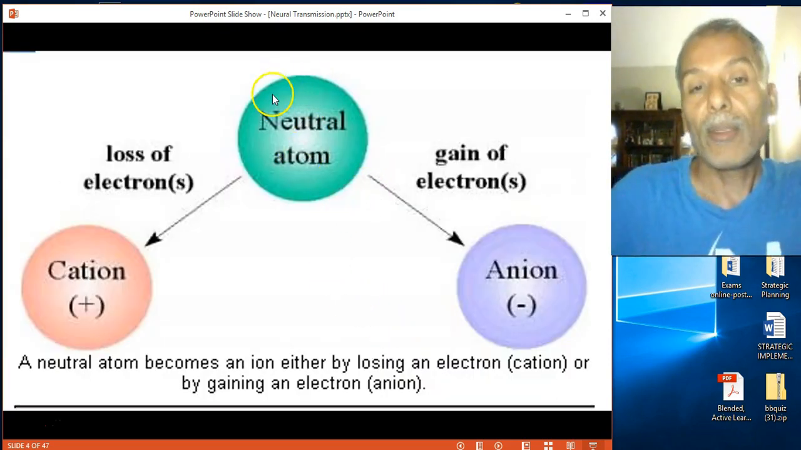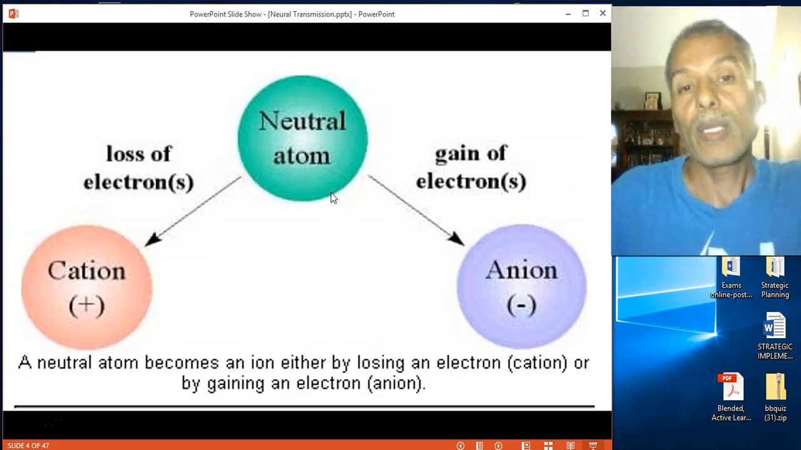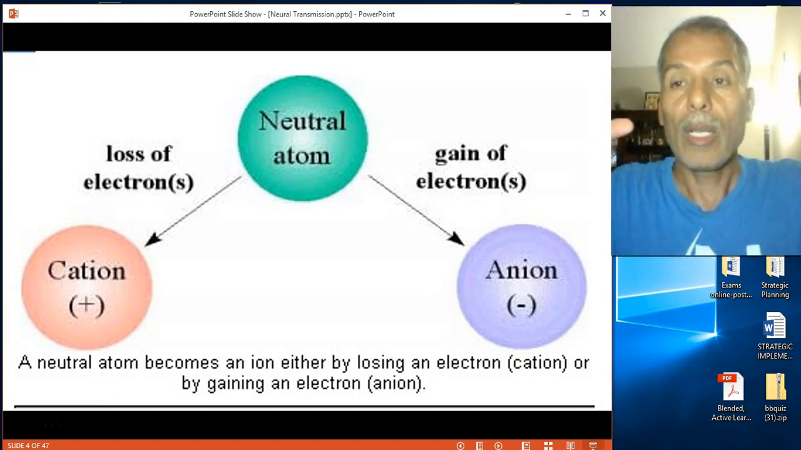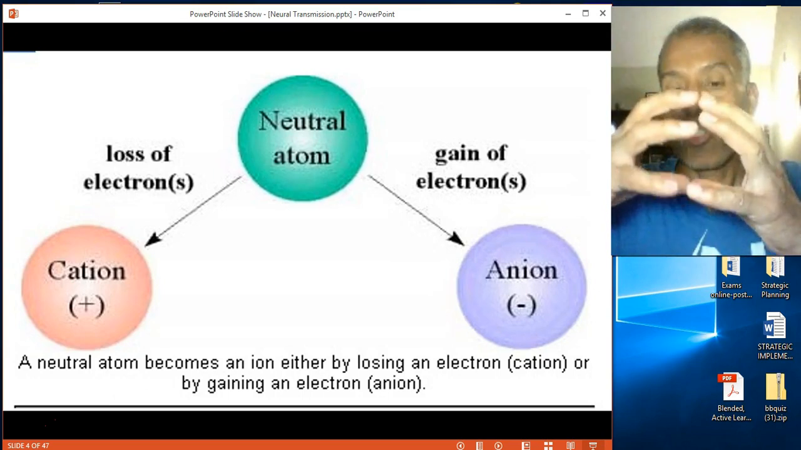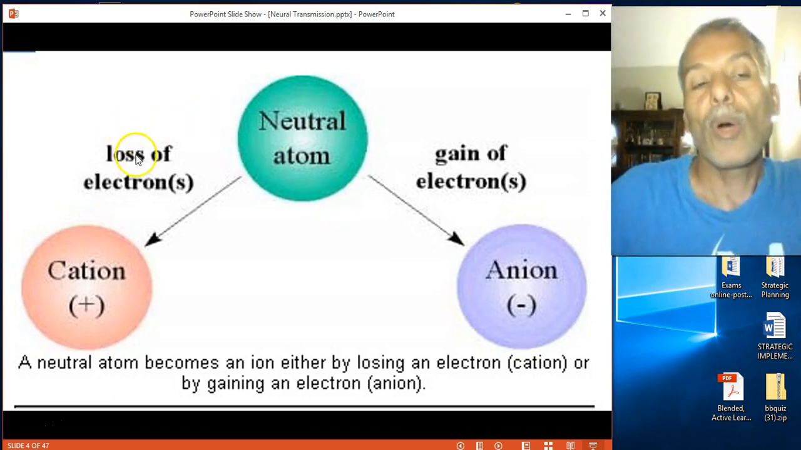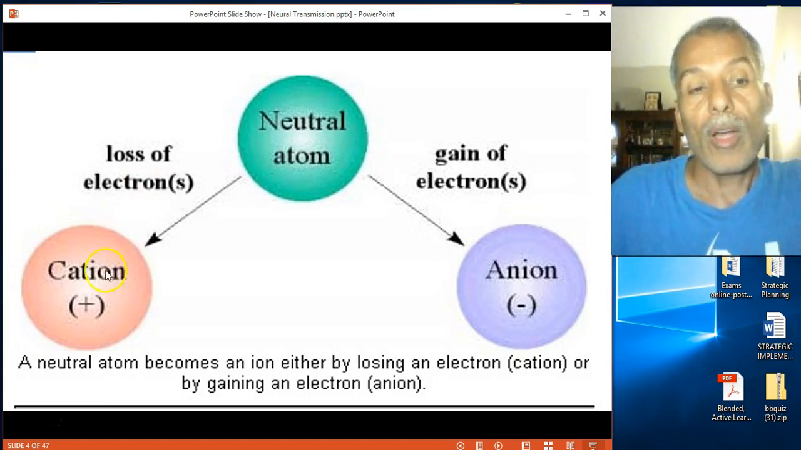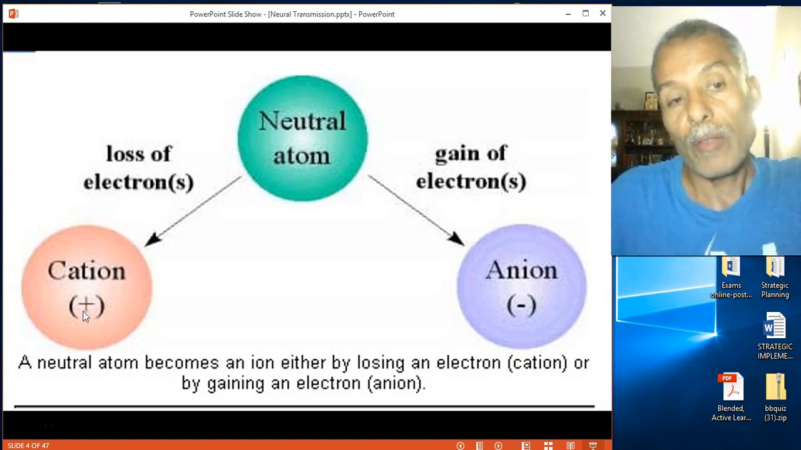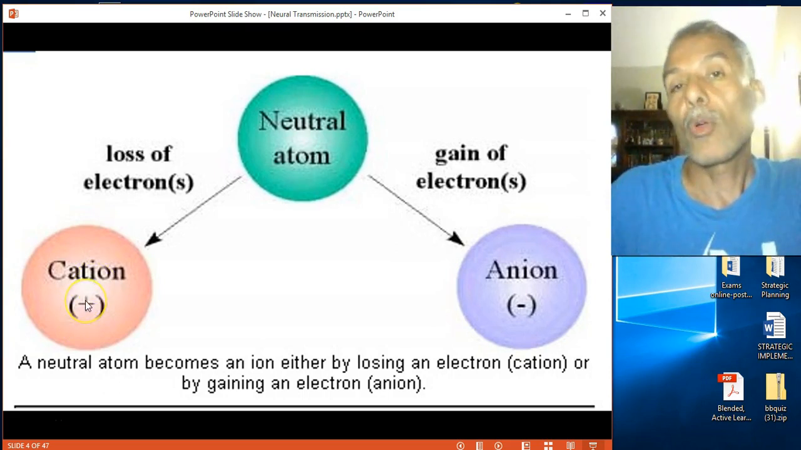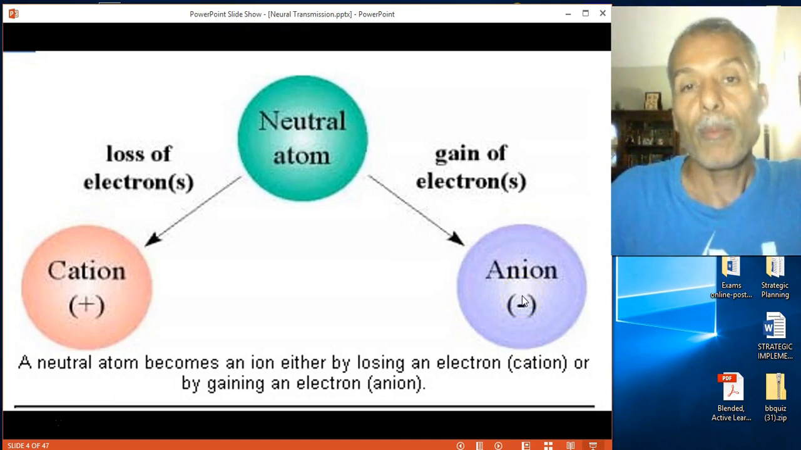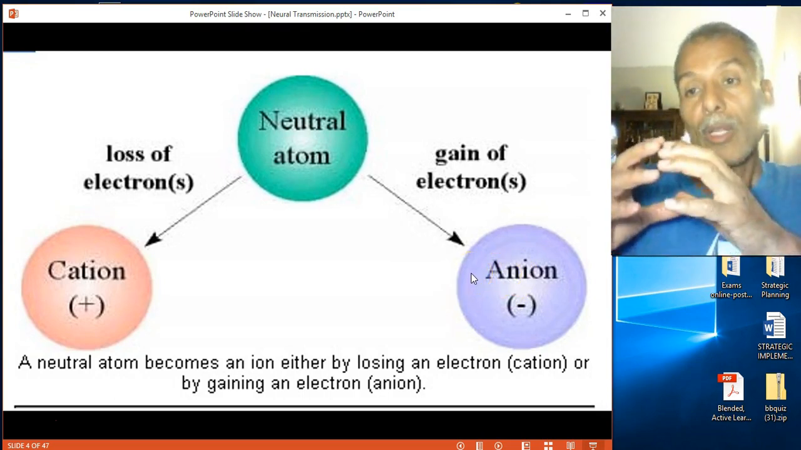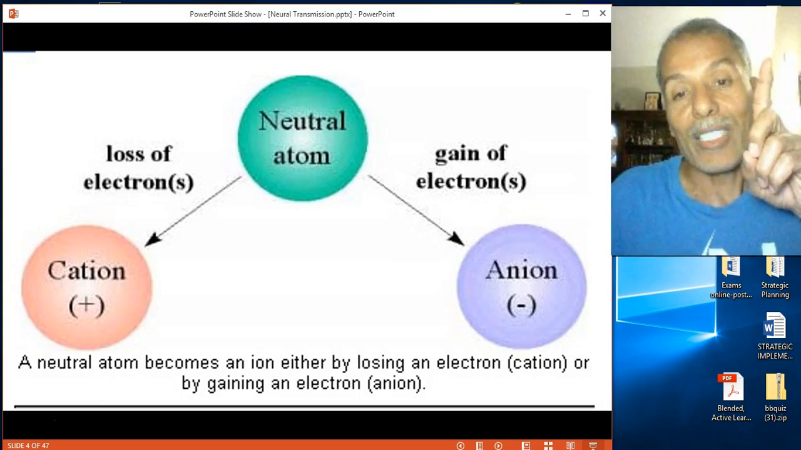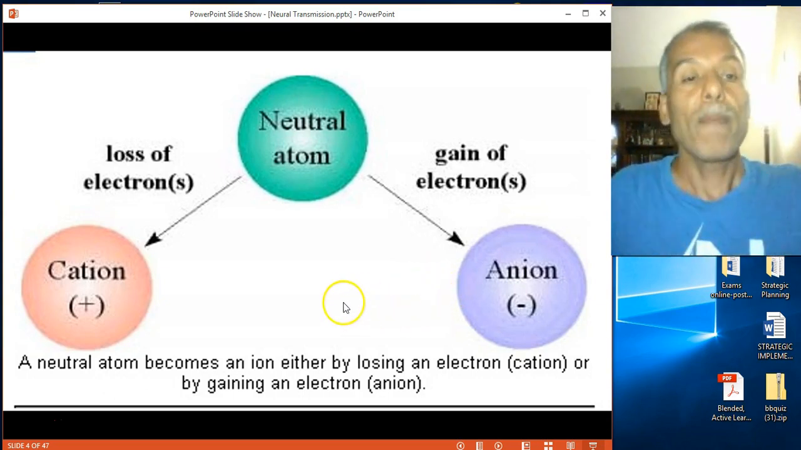So here it is. An atom by nature is neutral. The number of protons in it is equal to the number of electrons. Negative charges are equal to positive charges. So if one atom loses one electron, then because it has more positive charges, it becomes positive. It is called a cation. If the atom gains an electron, that means instead of being neutral, it has one negative charge. So by itself, it becomes an ion.